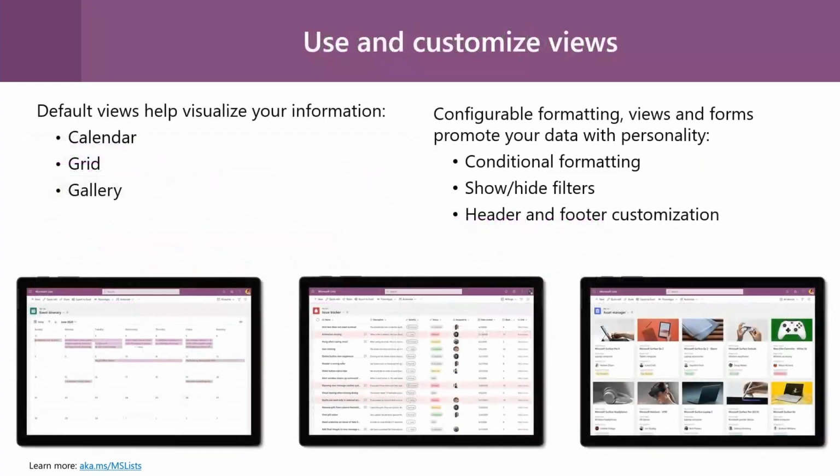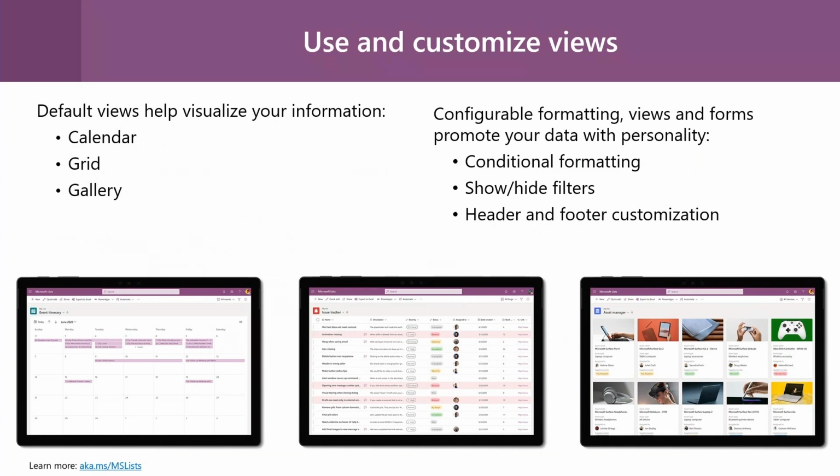When you use and customize views, there are 3 that we make available. On the left-hand side, you'll see them listed out. We have calendar view, which you can easily create. You can leverage grid, which is the most common view. That's that center graphic. Or a gallery view, which really looks great when you have an image column or an image associated to an individual list item.